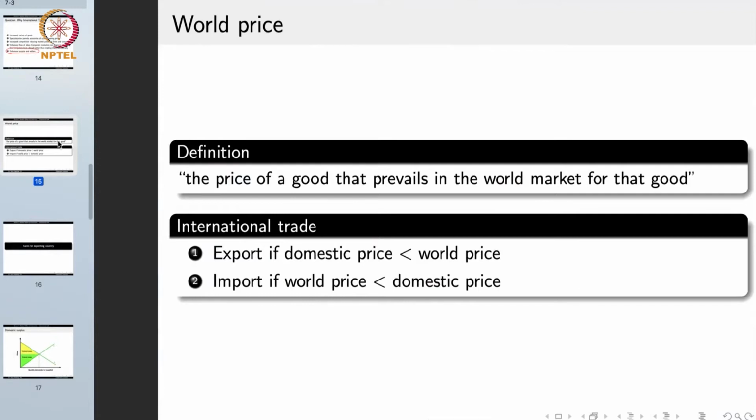To understand that, we would have to get into the concept of world price. World price is defined as the price of a good that prevails in the world market for that good. Essentially, what we are saying is that when we are talking about international trade, there is a domestic price for things and there is an international price for things. If you look at a thing such as a pen, when it is manufactured domestically, it will be sold in the market for a certain price. And when the same pen is made available to the world market, then it would perhaps be sold at a different price. So what we are asking in the case of international trade is, what is the world price?